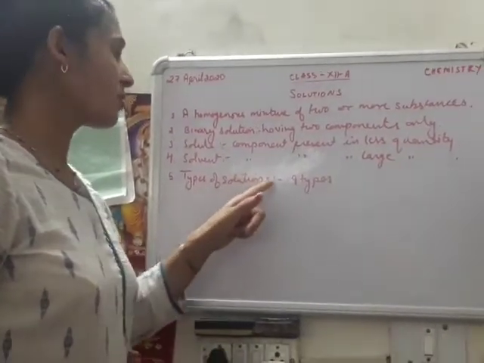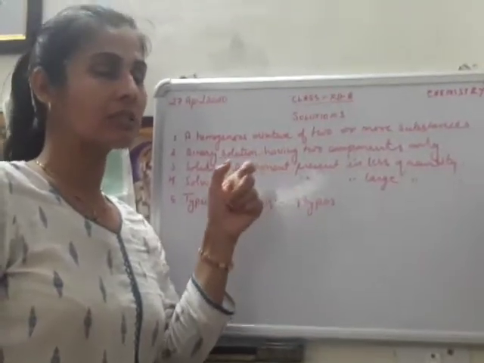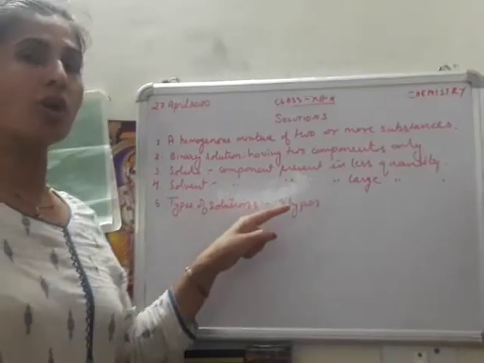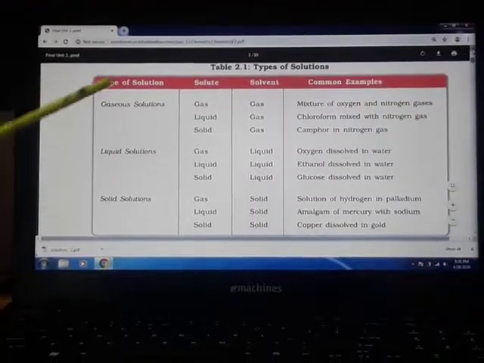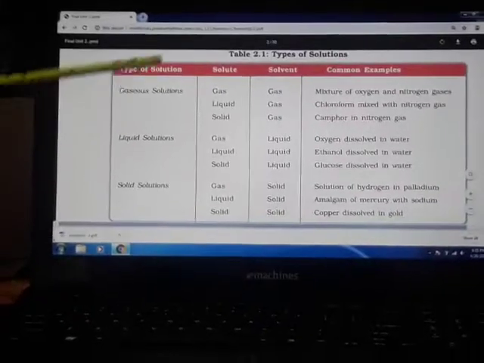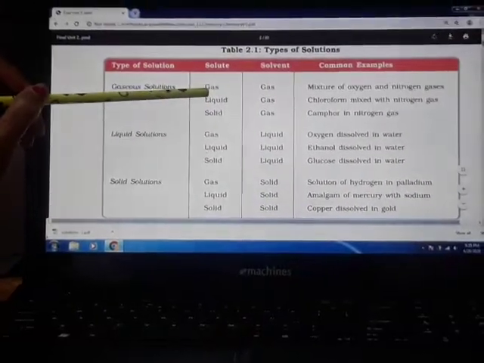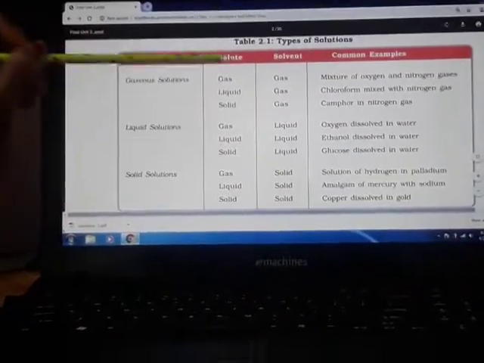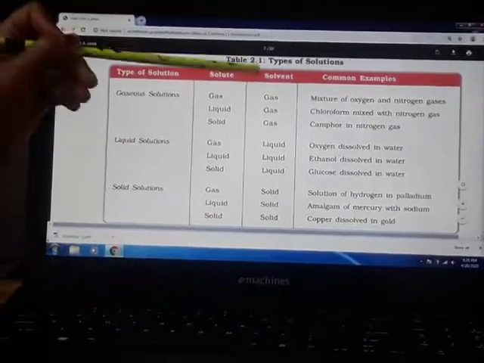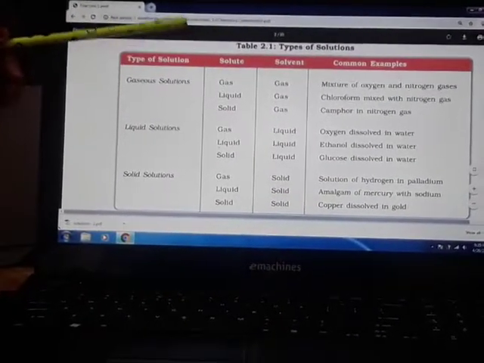Now, types of solutions based on the physical state of the solute and solvent. We have some 9 types of solutions. Number 1, the solutions which are gaseous in state. They may have solute gas and solvent gas. Such type of mixtures you will always see as a true solution, and the best example is the air which we breathe in throughout day and night.